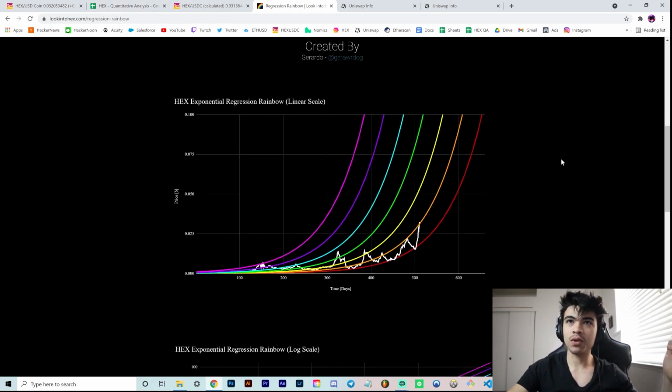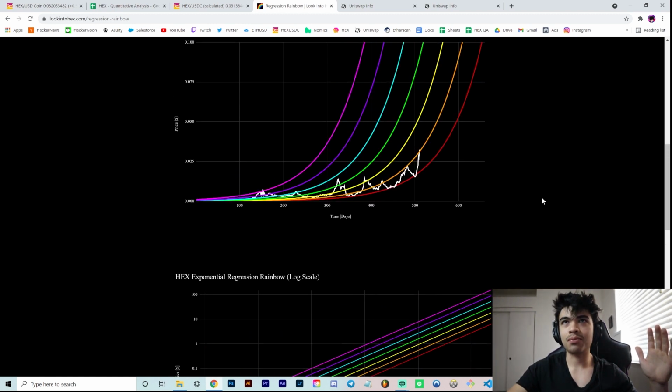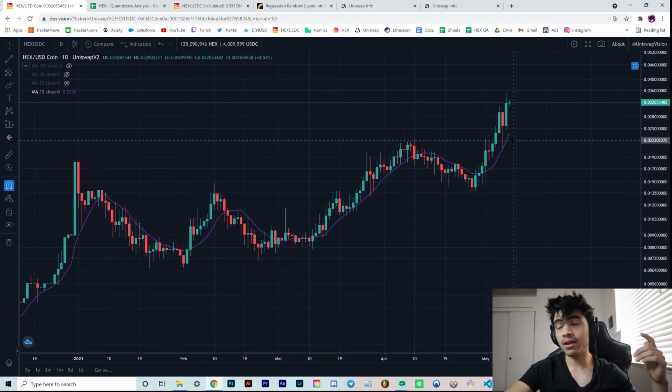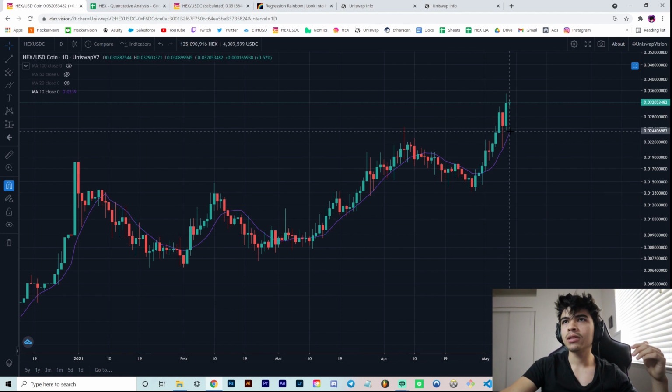So again, we crossed our orange regression curve, and it's updated here on the website, right? You can see that price is officially at around the 3.2 penny region or so. As you can tell here on Dex.vision, we're holding our 10-day moving average as we were talking about. And you know, what is it at today? 239. Yesterday it was at 222. So very quickly, our 10-day moving average is moving up.